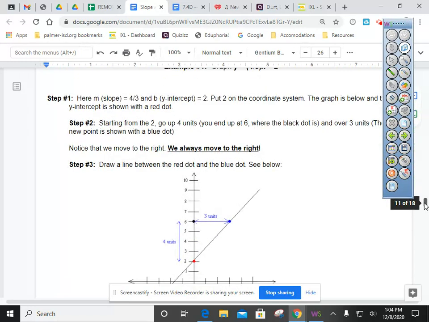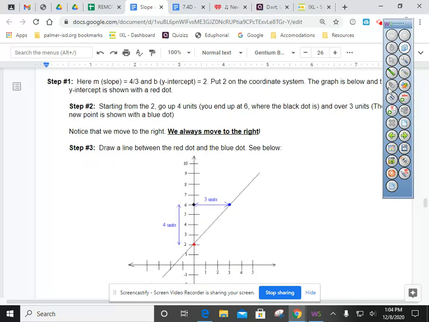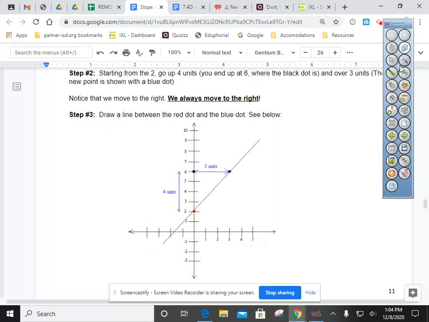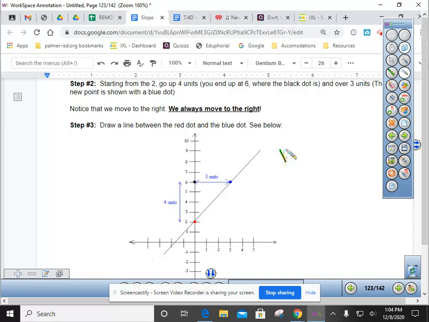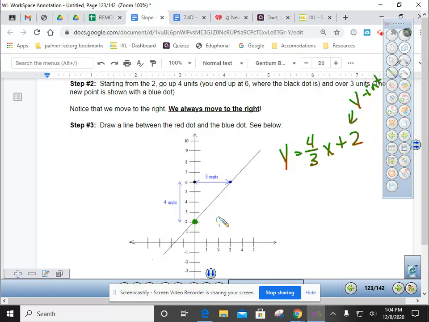For the example, I can't fit it all on my screen: y equals 4/3 x plus 2. We're going to graph this. What is the y-intercept? It's 2. So I put a dot on the 2. And the slope is 4/3. That is rise over run. So we rise first.